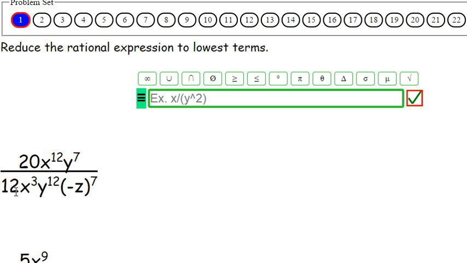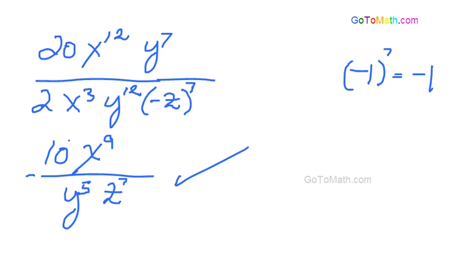What is going on here? 20 and 12. What, am I losing my mind? What is going on with this 12? It's driving me crazy. I don't know. I'm seeing 2's here. This is weird.